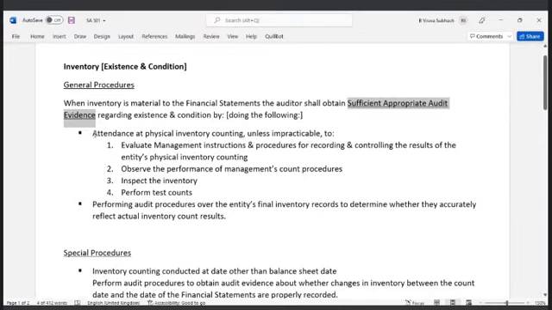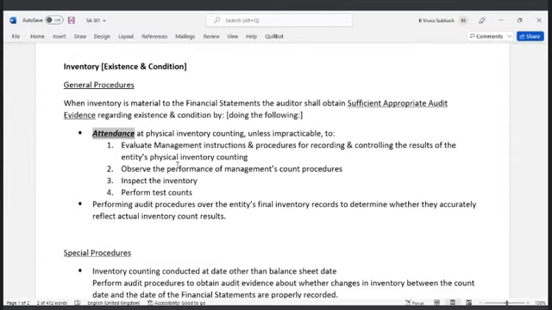What are they? First, attendance at physical inventory counting. This word I would like to highlight to all of you. It says attendance at physical inventory counting. It does not say the auditor has to count. It says the auditor has to be there at the inventory counting. We are supposed to be standing there and observing. We are not supposed to actually carry out the audit.